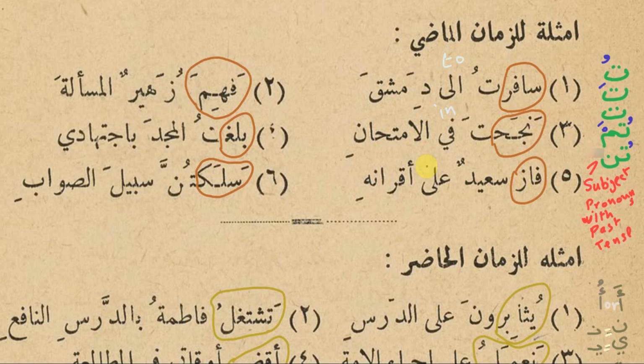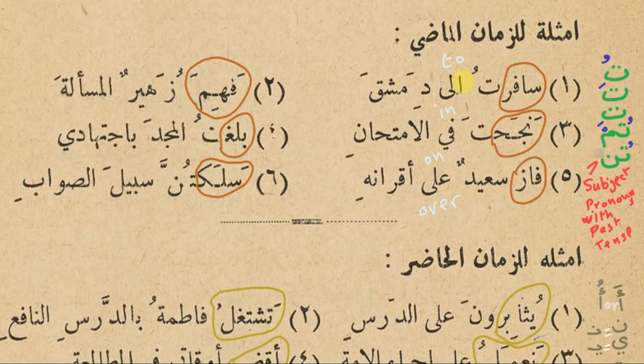فاز سعيد على, this means on, or in this context, over. If you want to get the meaning in English, it would be over. I think it will be closer. Over his peers. So this is just a quick look at how the pronouns look.